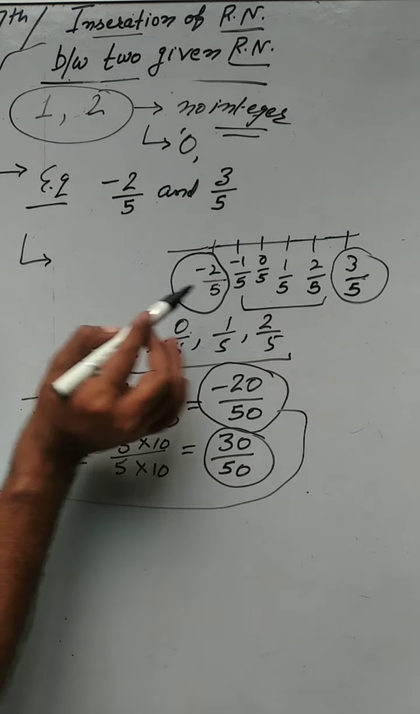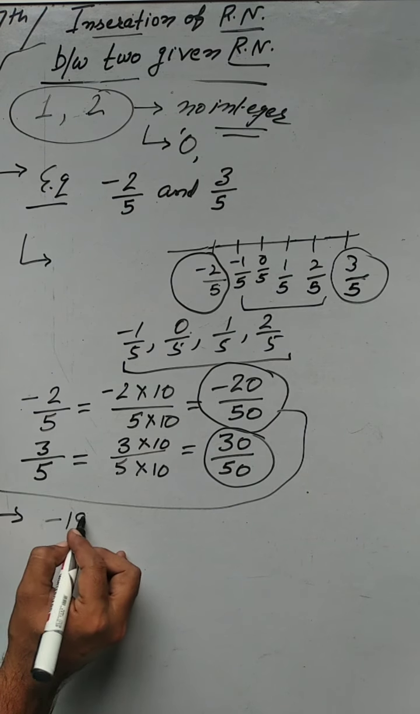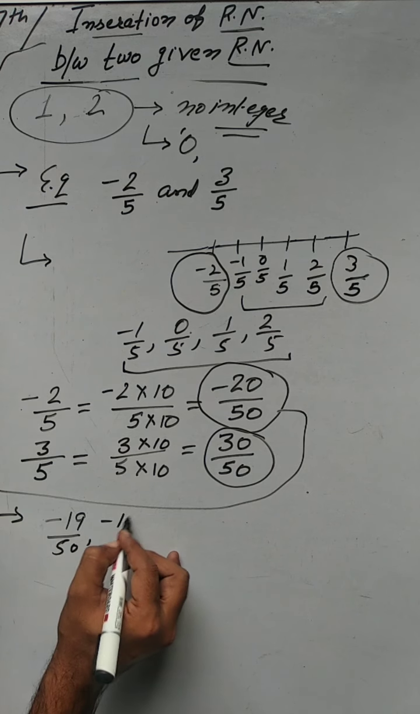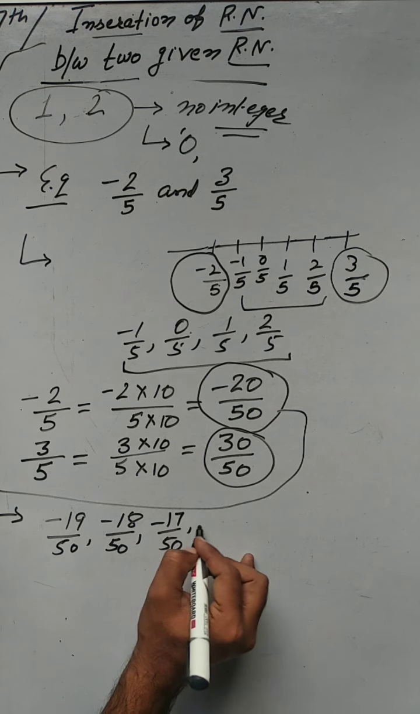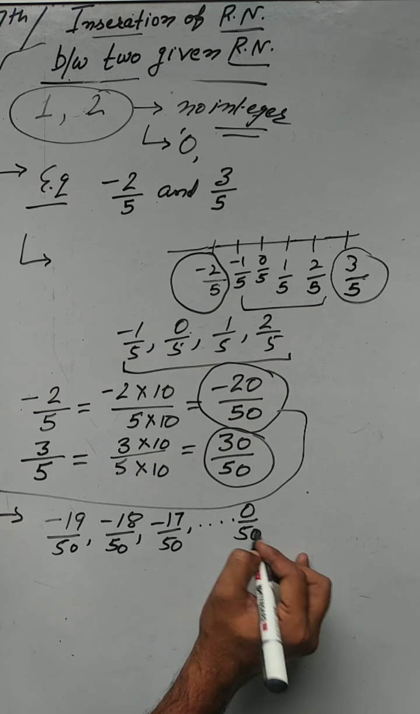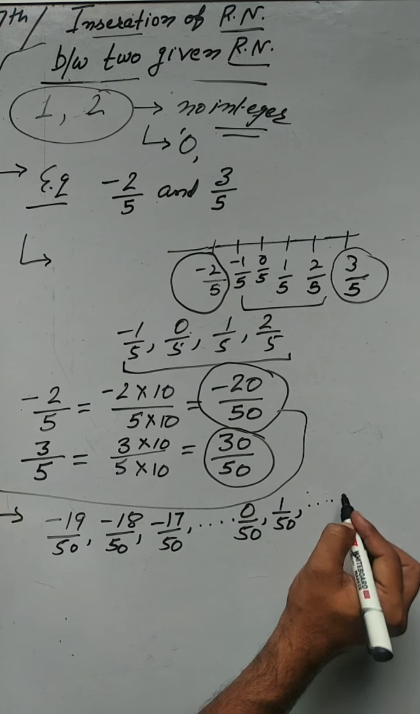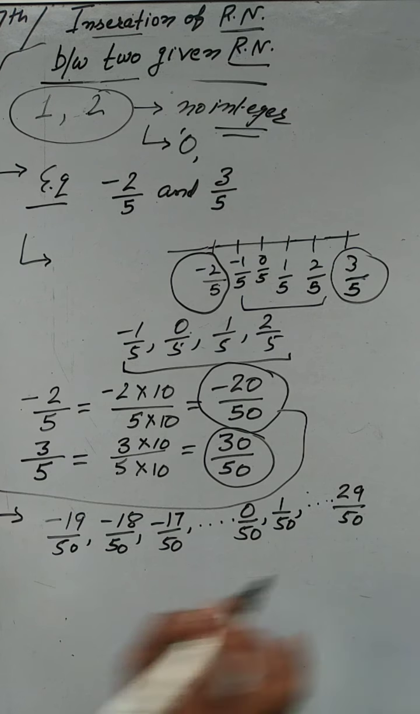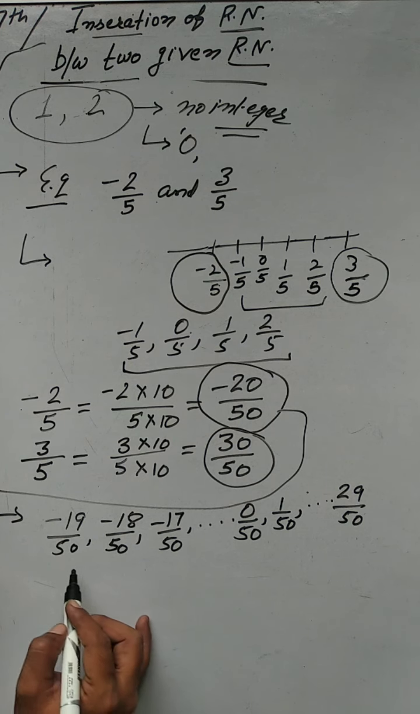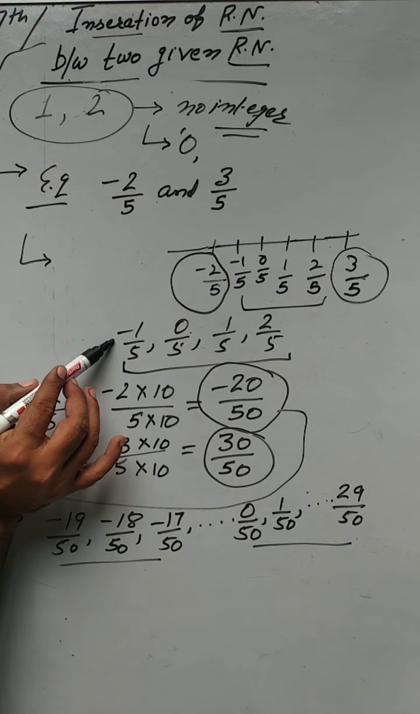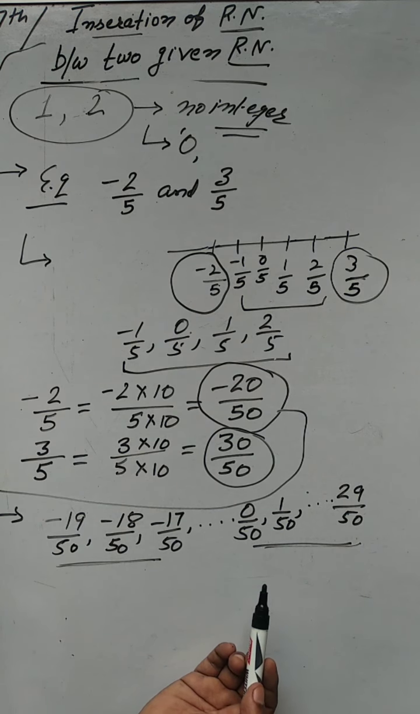The rational numbers between them, beta: after minus 20, the next numbers on the number line will be minus 19 upon 50, then minus 18 upon 50, then minus 17 upon 50. In that way we will come to 0 upon 50, and then 1 upon 50 up to 29 upon 50. Understood beta? Clear? So I have increased the rational numbers from 4. Here there were 4, but now I have increased.